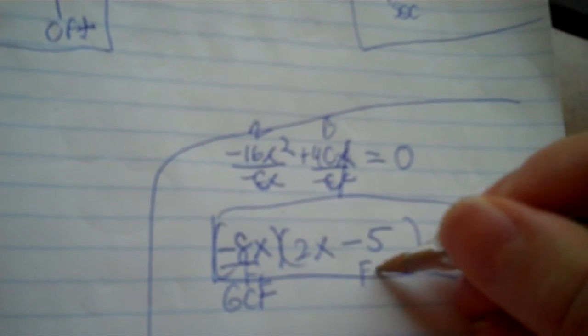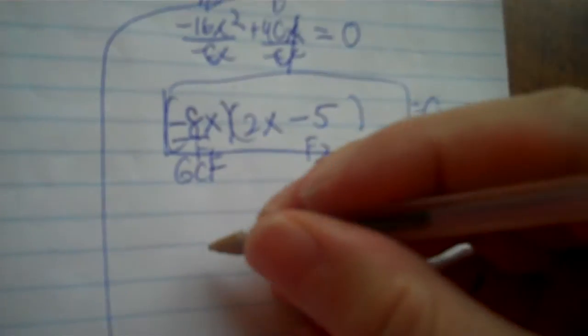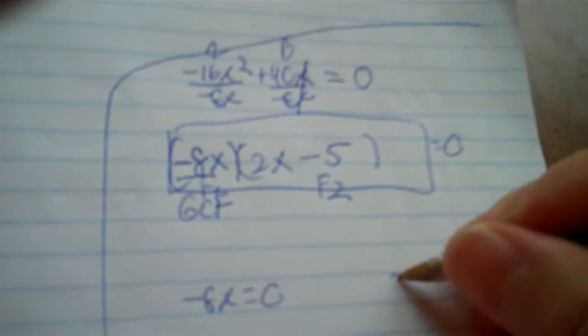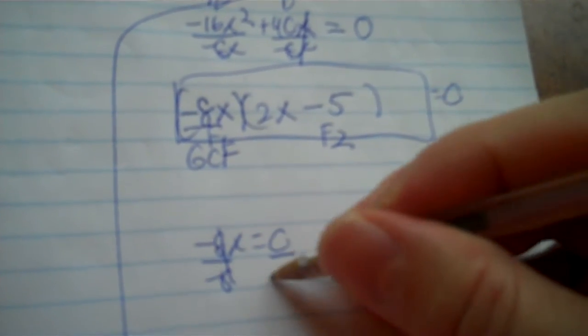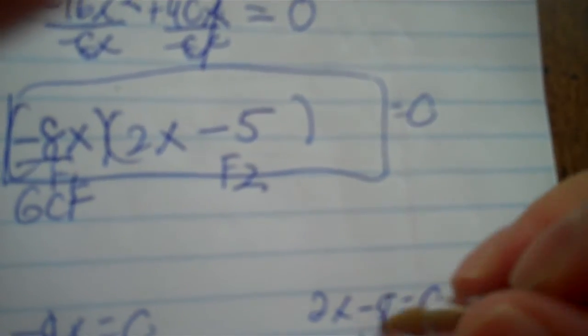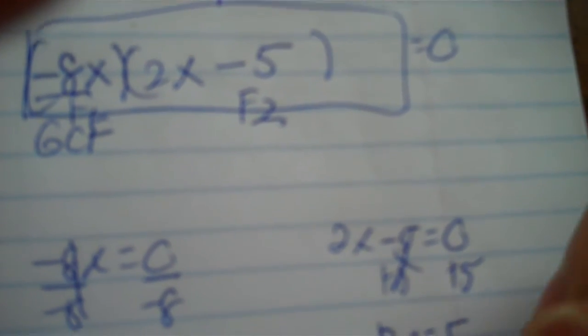F1, F2, okay? So negative 8x could equal 0, 2x minus 5 could equal 0. So divide by negative 8, you get 0. Plus 5, that equals 5, divided by 2. You can put 5 over 2. Now over here you want to put the 5 over 2. You might want to divide that at the end. 5 divided by 2 is 2.5. So it's 5 over 2 or 2.5, 2.5 seconds.